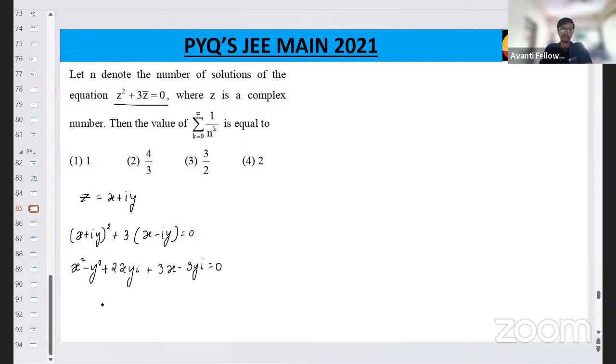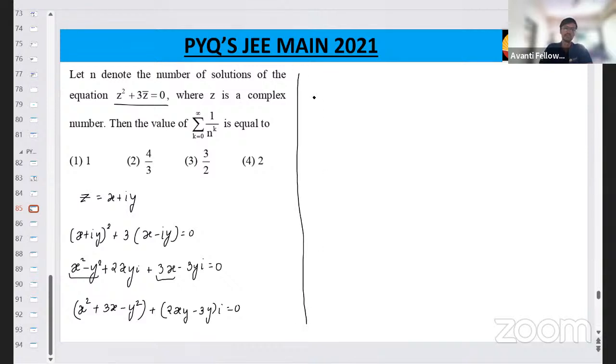So let us take the real part together: x square plus 3x minus y square is the real part, plus the imaginary part 2xy minus 3y into i equals 0. So by equality of complex numbers, we'll get x square plus 3x minus y square equals 0 and 2xy minus 3y equals 0. If we take y common, we get 2x minus 3 equals 0. So y is 0 or x is 3 by 2.